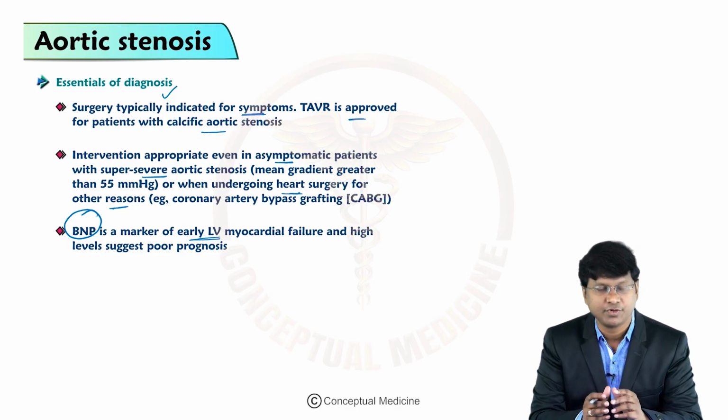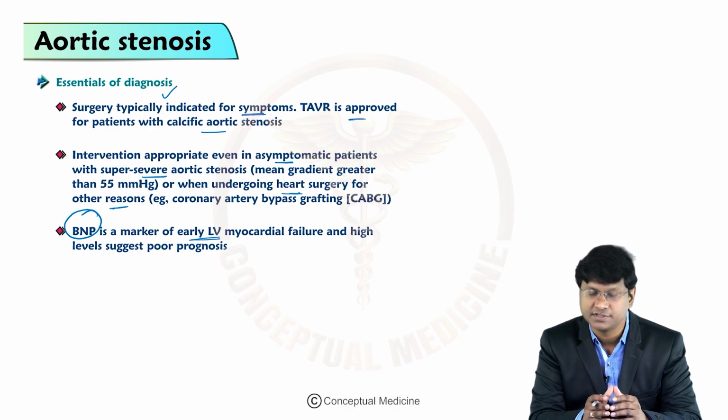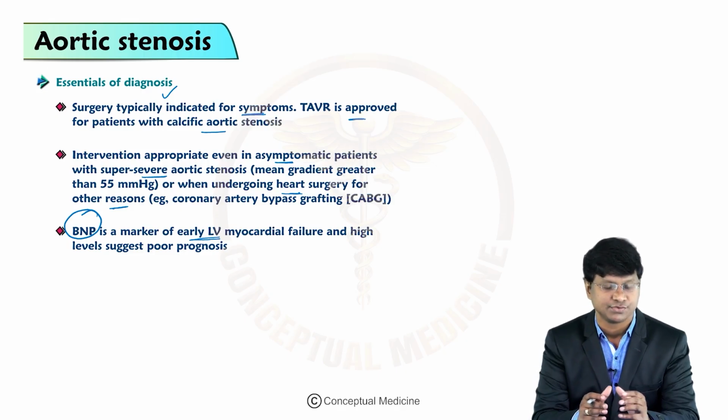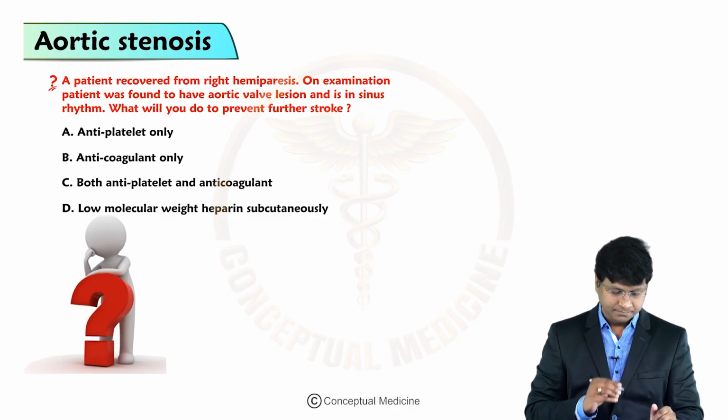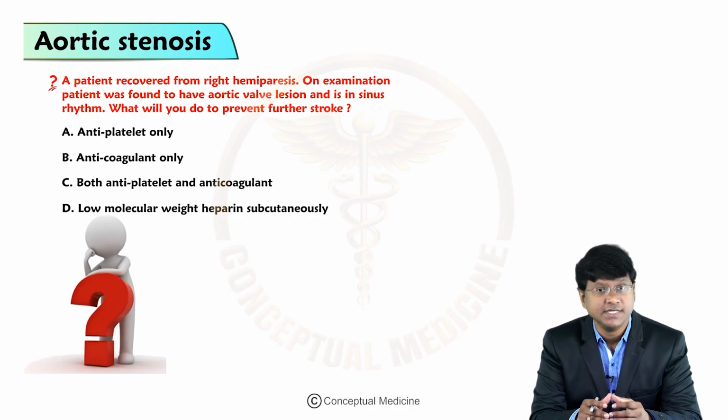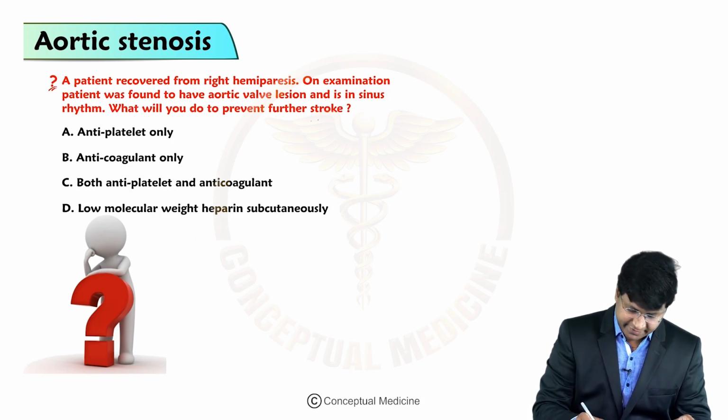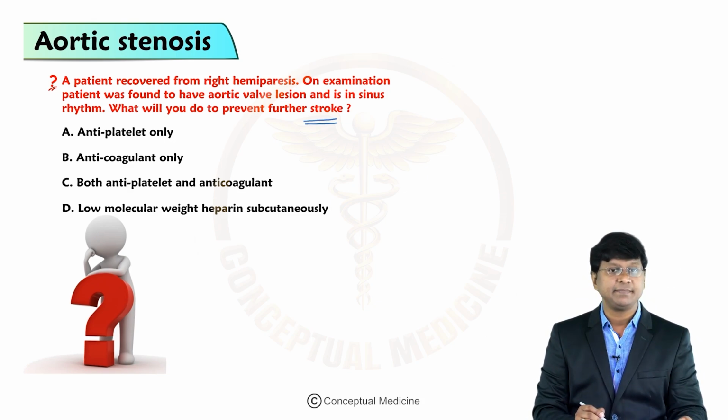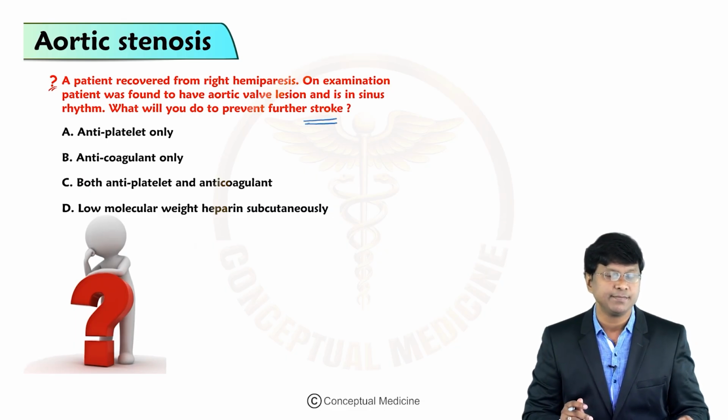So having discussed about the entire topic of aortic stenosis, let me discuss some important multiple choice questions on the topic of the aortic stenosis. So if you see this question first, a patient recovered from right hemiparesis, and on examination, patient was found to have aortic valve lesion and is in sinus rhythm. What will you do to prevent the further stroke? Antiplatelet only, anticoagulant only, both antiplatelet and anticoagulant, low molecular weight heparin subcutaneously.